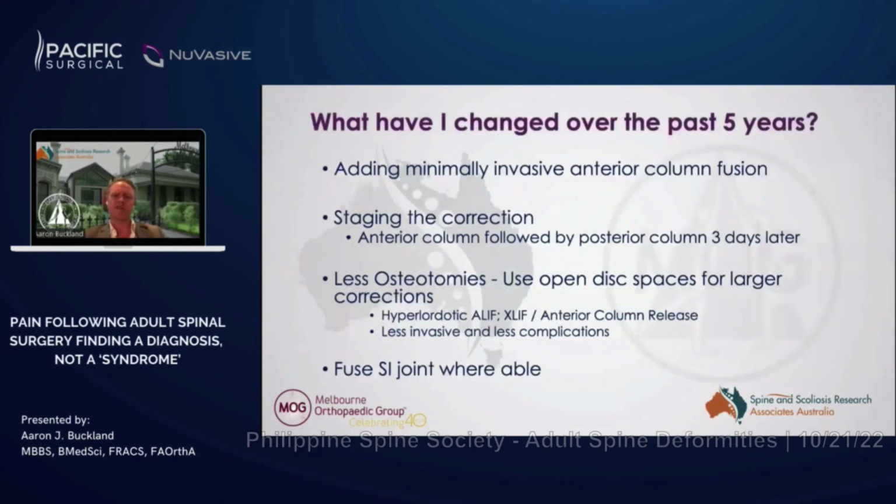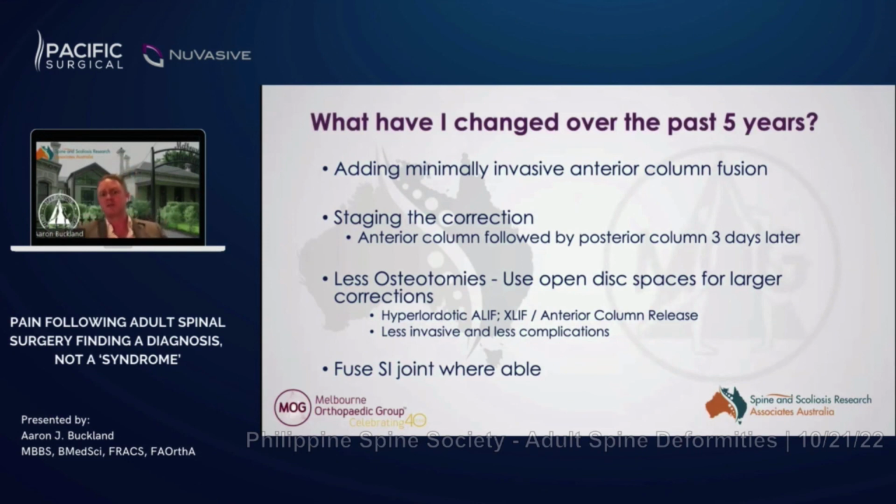So I've looked back over the last 5 years at what I've changed, and after seeing complications associated with spinal deformity correction, more and more I'm applying minimally invasive anterior column fusion in addition to my posterior open fusion in order to get better correction, share the load, but also reduce rod breakage or pseudoarthrosis. I'm often staging the correction now instead of trying to do a lot of interbodies from posteriorly, increasing bleeding and doing a lot of bony work. I'll do my anterior column on a Friday and then come back on the Monday to do the posterior aspect. I'm reducing how many osteotomies I do.